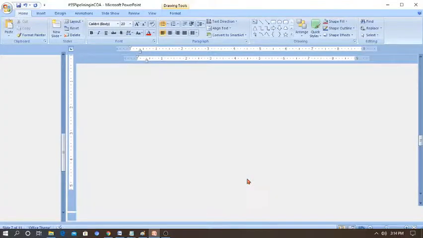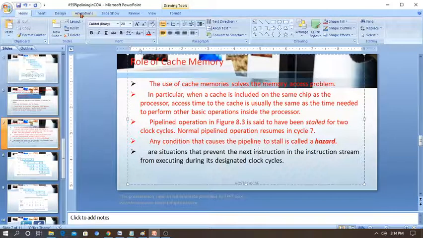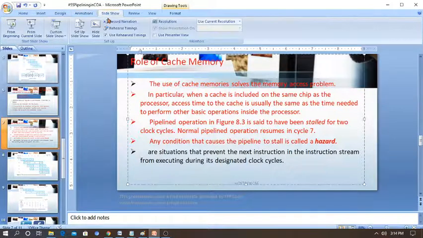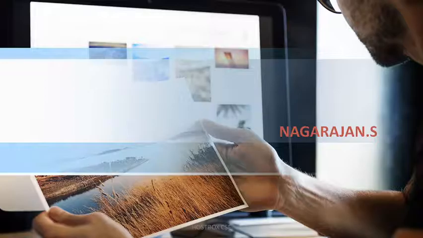Hi, welcome back to the channel and back to the computer architecture and organization series. Today we are going to see a new unit called pipelining.